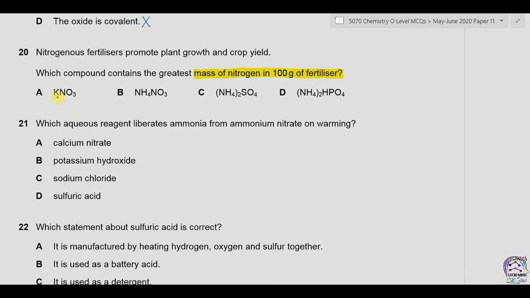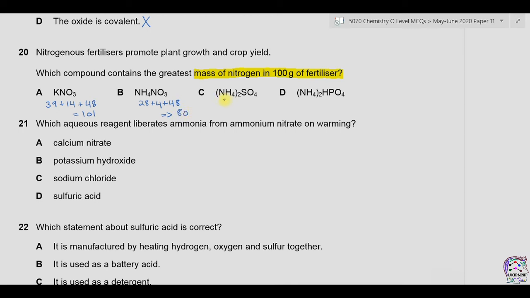Now according to the periodic table, the atomic mass of potassium is 39. For nitrogen it is 14. For oxygen it is 16. And there are 3 oxygens, so 16 into 3 will be 48. So the total mass of potassium nitrate is 101. For ammonium nitrate we have 2 nitrogen atoms, so it will be 14 into 2, 28 for nitrogen. There are 4 hydrogen atoms, so it will be 4, and 3 oxygen atoms, so each oxygen is 16, so for 3 oxygen we will have 48. So therefore total mass is equal to 80.